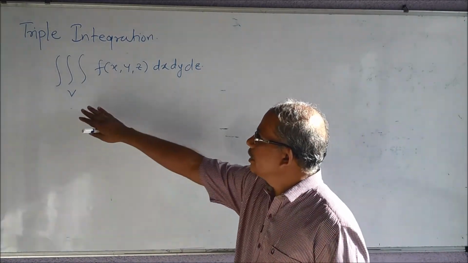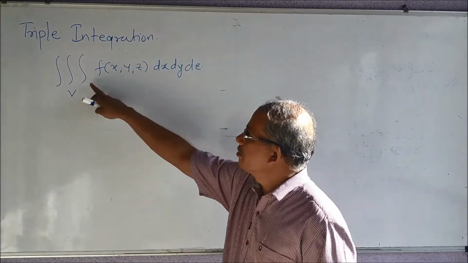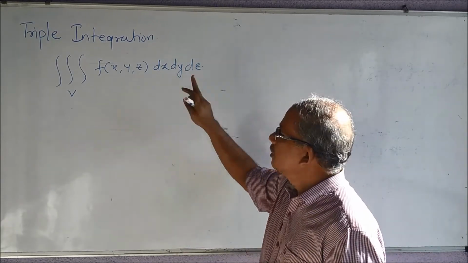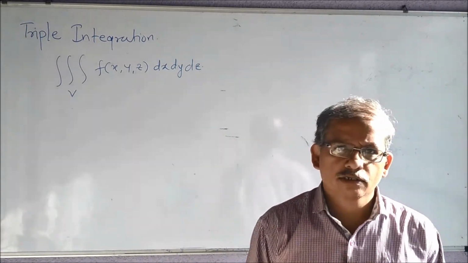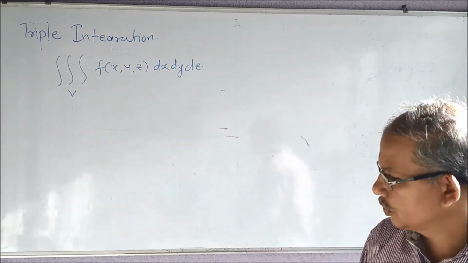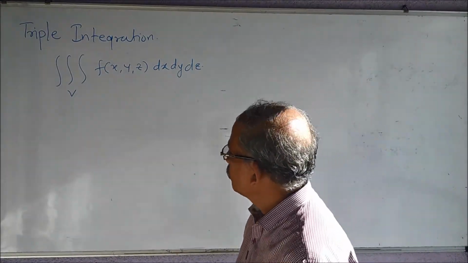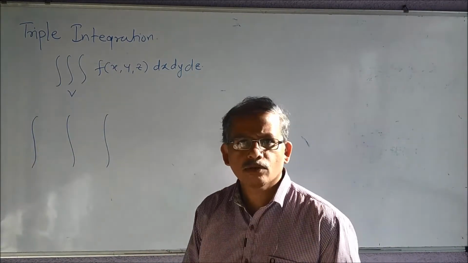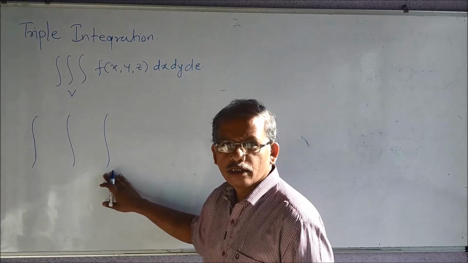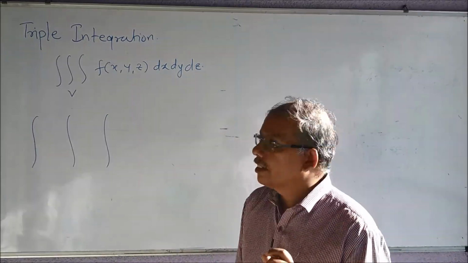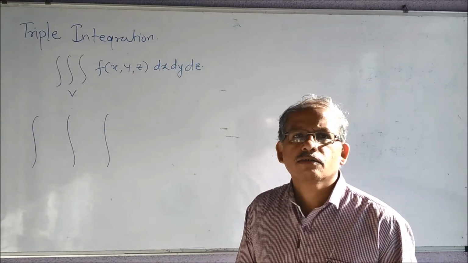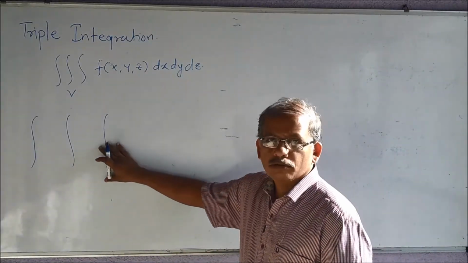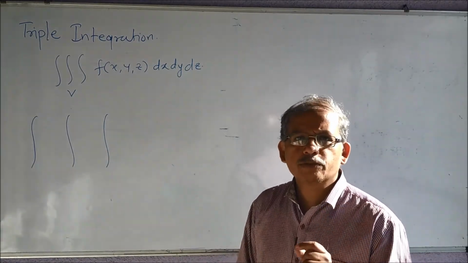So usually triple integration is denoted in this way: triple integration over V f(x, y, z), that is a function of three variables, dx dy dz. Now here there is a procedure to evaluate the triple integration. How does it work? Let me just open these three integrals. The innermost integral we will always evaluate with respect to the variable z. So the innermost integration is always with respect to z.